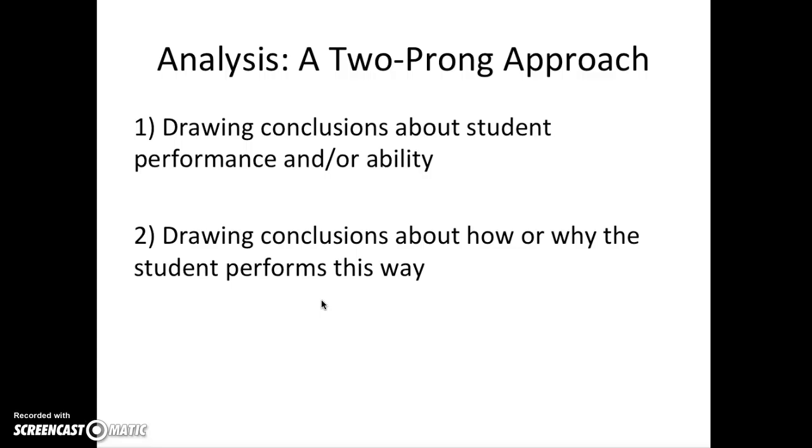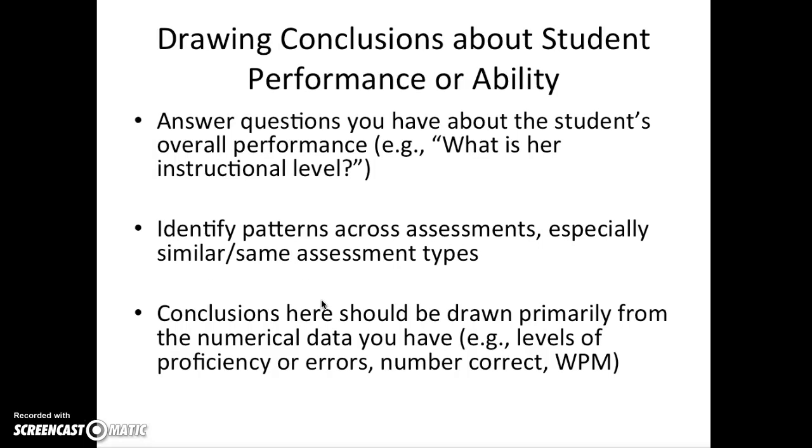And that is to think about the analysis section in two subsections. In the first, you're drawing conclusions about the student performance or ability, and in the second, you're drawing conclusions about why or how they performed the way they did. In the first piece, you're trying to use all these multiple assessments, all this numerical data that you collected, to make a more summative assessment of the student's true ability in one or more areas.